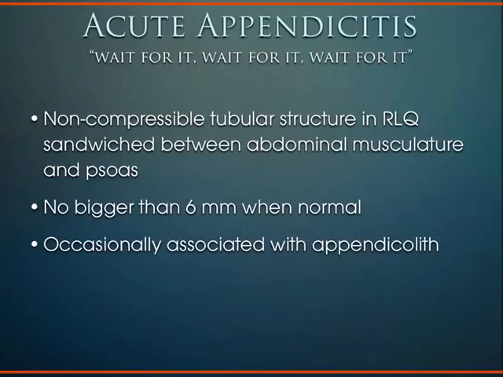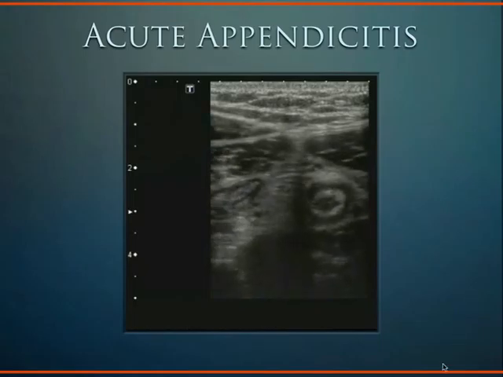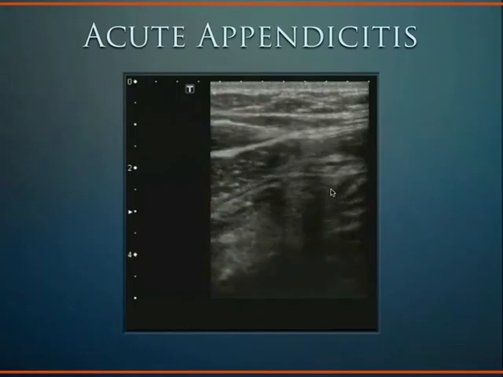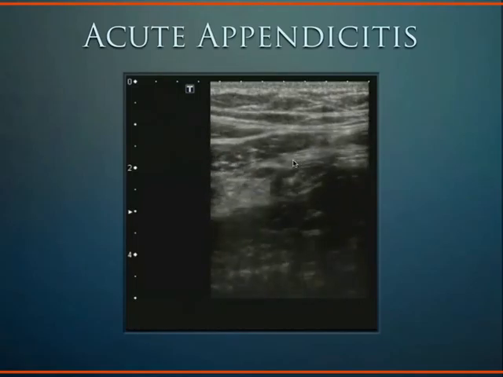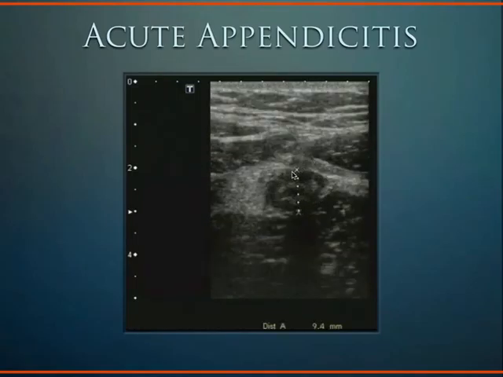And so a normal appendix should not be more than 6 millimeters. We're compressing that abdominal wall musculature all the way down to psoas. And sometimes, as you'll see in some of these examples, you can have an appendicolith. This is appendicitis here. We see the psoas muscle down here, abdominal wall musculature here, and when we compress, that appendix gets wedged between psoas and abdominal wall musculature.